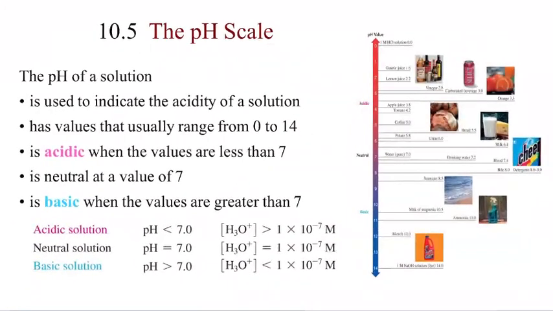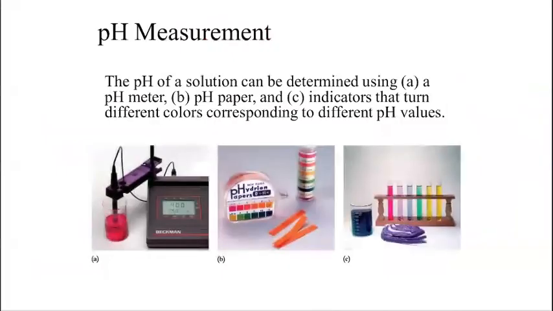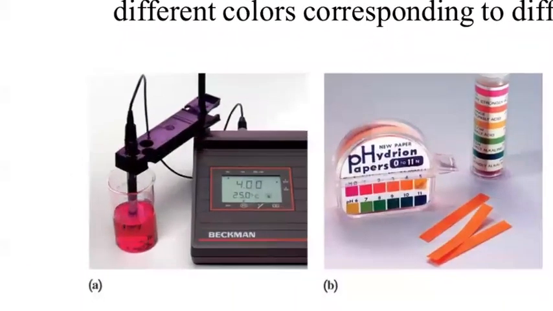So understand that according to the pH scale, 7 is neutral, lower than 7 is acidic, higher than 7 is basic. We have instruments that measure pH, and you can see them illustrated here. The first one is a pH meter. This instrument in the laboratory has a probe, and the probe is this part of the instrument.